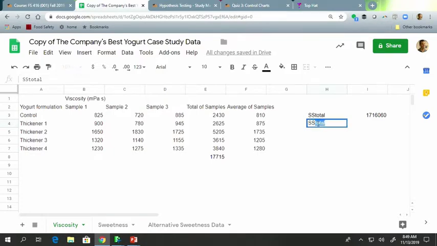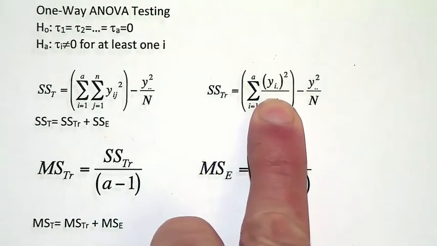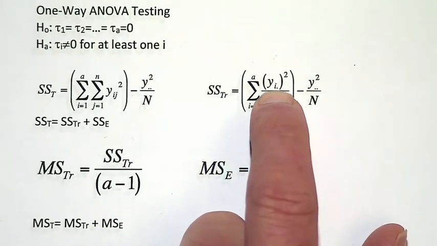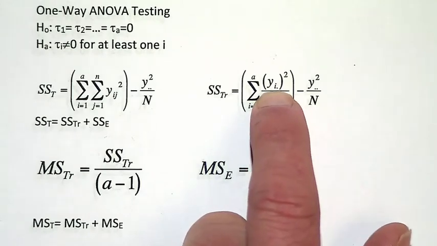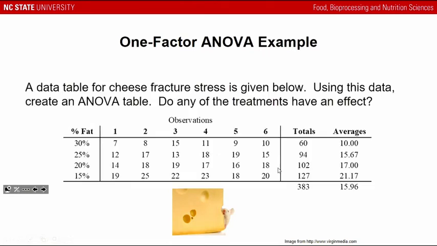So now we need to get the sum of squares for the treatment effects. For this one, it's a little simpler. If you look at the formula here, we're just working with I, which means we're just working with the treatments, not the individual samples as well. And if I go back here to jog your memory, it's going to show 60 squared plus 94 squared plus 102 squared plus 127 squared. In this case, it's divided by 6. We're working with 4 here in this example, which is different, and then divided by 6 here. That's how many samples there are.